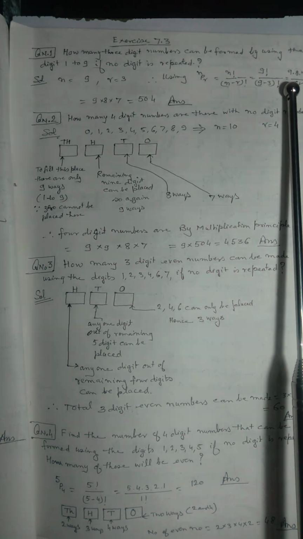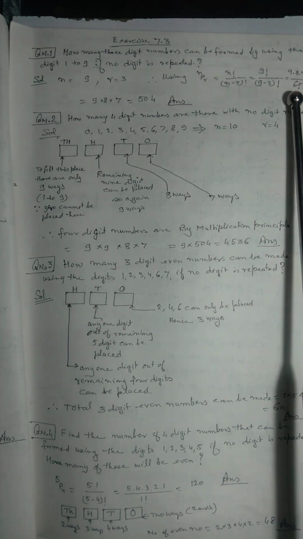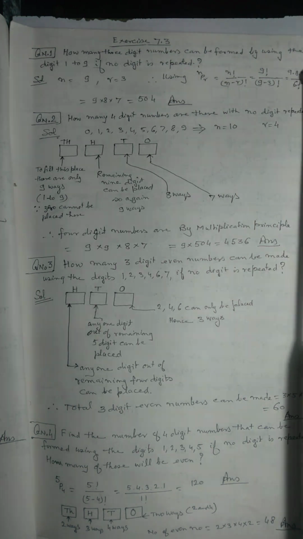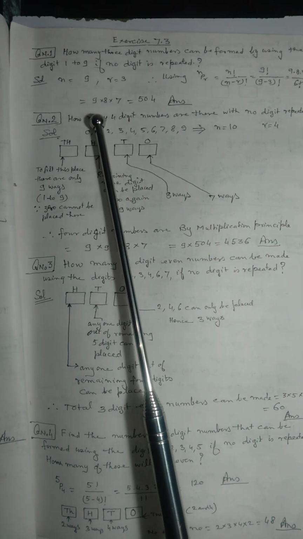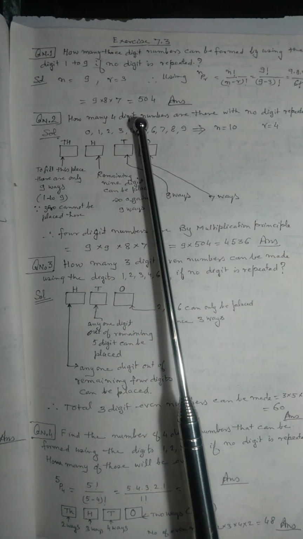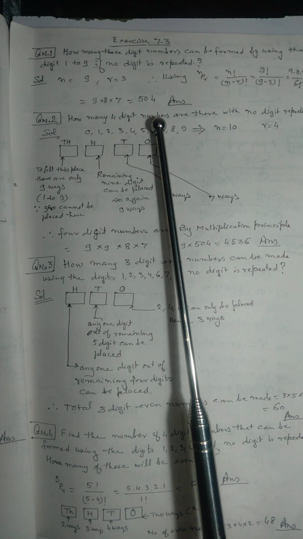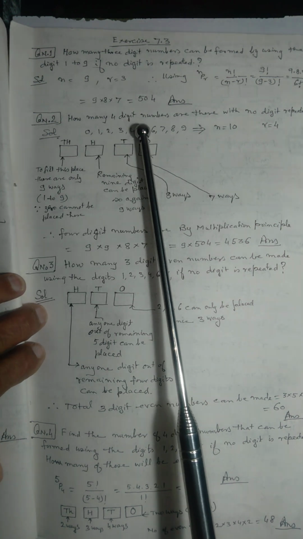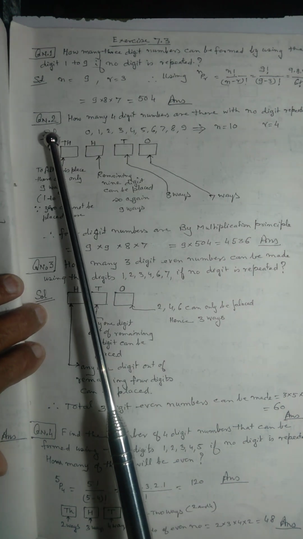Solve किया 9, 8, 7, 6 factorial. So 6 factorial and 6 factorial cancelled हो जाएगा. इसको मल्टीप्लाई किया 9 into 8 into 7, that is equal to 504, and this will be the answer of question number 1. Now question number 2.